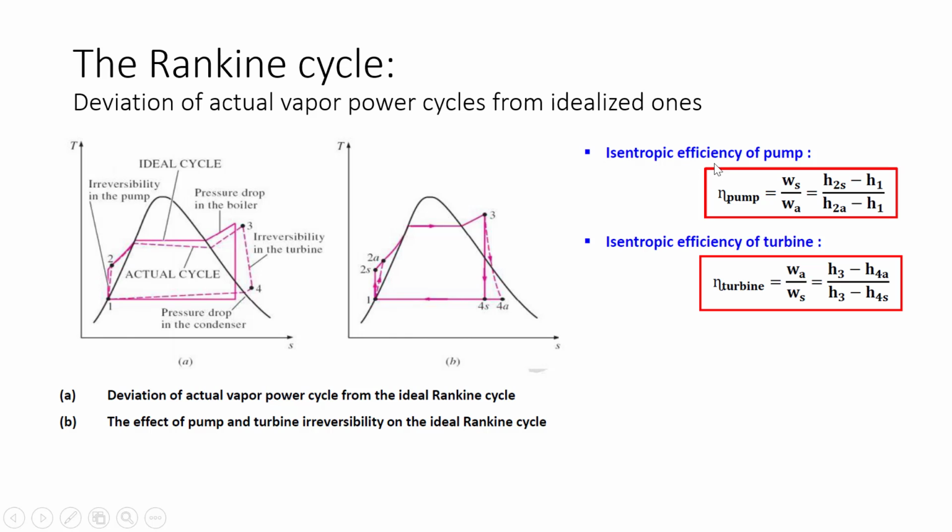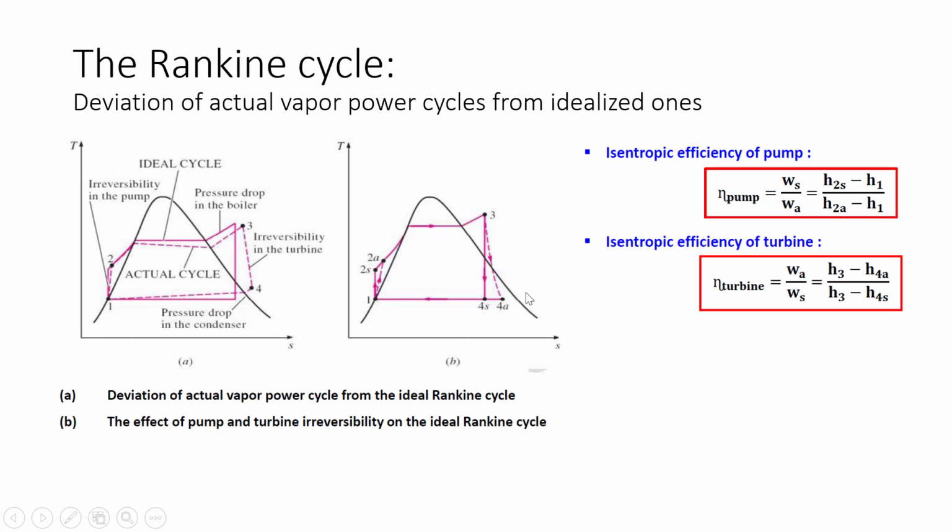Okay, so the isentropic efficiency of a pump we can write as eta pump equals H2S minus H1, where H1 doesn't change, over H2A minus H1 as well. We will get the efficiency for the pump. Okay, another one is the isentropic efficiency of a turbine. It is the same: H3 minus H4A, the actual 4A, which is reversed slightly compared to the pump.